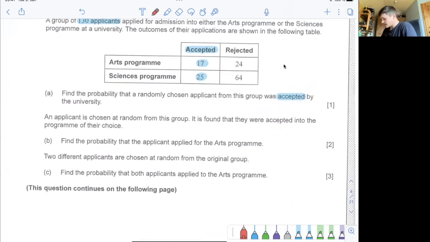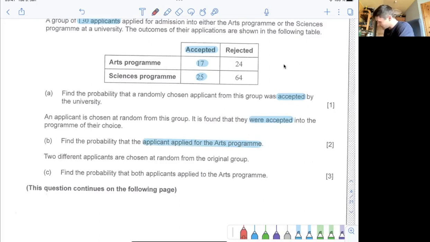An applicant is chosen at random from this group. It is found that they were accepted into the program of their choice. Find the probability that the applicant applied for the arts program. All right, so this is essentially a conditional probability question, though we don't need to bring the formula over or even use the formula because we've got the exact numbers of the applicants for each category, which will make our life a bit easier. So they were accepted, so that's our condition, and we've got to find the probability that this accepted applicant applied for the arts program.